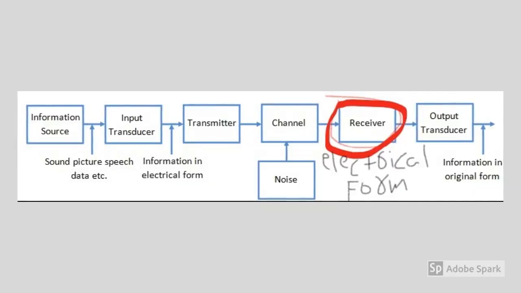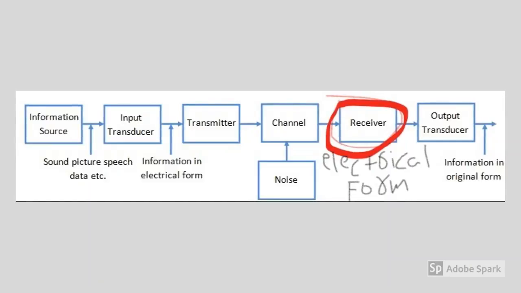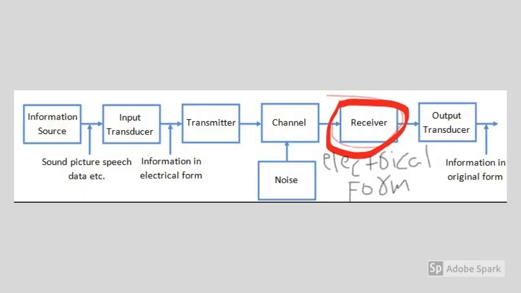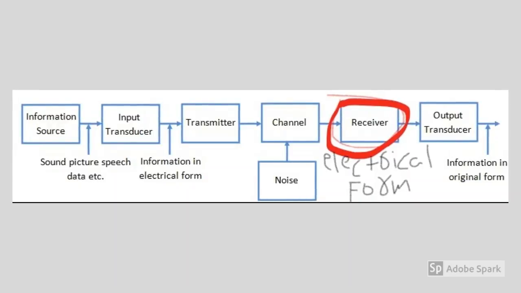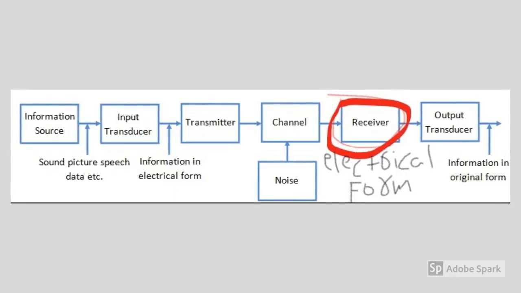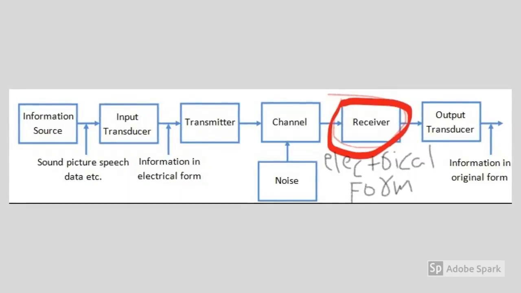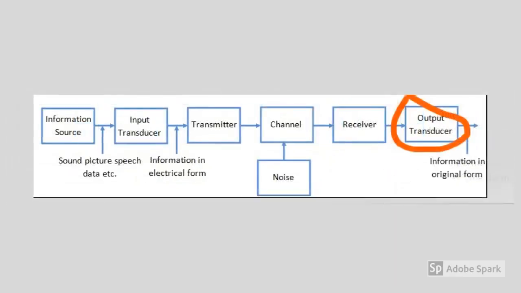Here comes the demodulation process. The main function of the receiver is to reproduce the message signal in electrical form from the distorted received signal. This reproduction of the original signal is accomplished by a process known as demodulation, also called detection. Demodulation is the reverse process of modulation carried out in a transmitter.